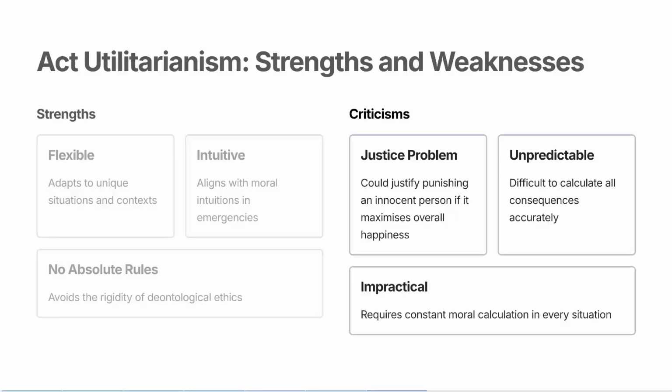You can think of the trolley cart experiment, look that up and see that as the classic thought experiment that people often use for the situation. It could justify punishing an innocent person if you follow act utilitarianism. It's also very unpredictable. You can't calculate all of the consequences that are going to happen accurately in advance. And it's incredibly impractical at times because it requires a constant moral calculation in every single situation, which can be quite burdensome.